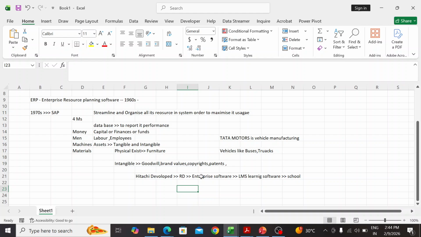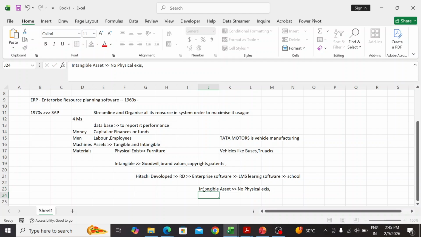Yes. Okay, it is an asset. What kind of asset is it? It is an intangible asset. You are getting my point, right? Intangible means it doesn't have any physical existence. No physical existence, but it has value.